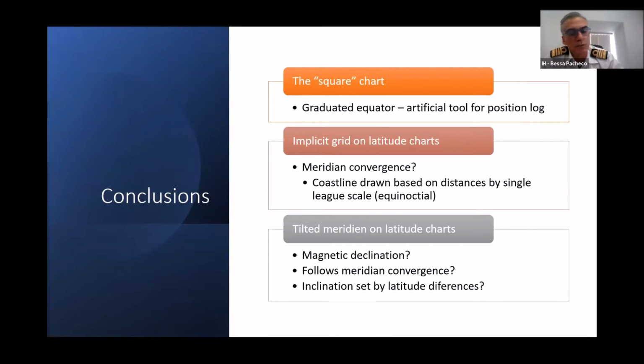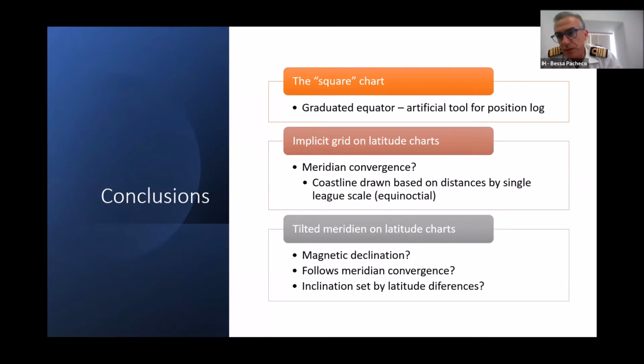And to wrap up, I would say, first of all, for the square chart, the graduated equator was just an artificial tool for position log. That's my opinion. I don't see any other use, and of course, for the cartographer to quality control the chart. Regarding the implicit grid on latitude charts, I do believe there is a meridian convergence, both by the testing that I've made and by what is written on how the charts were made.